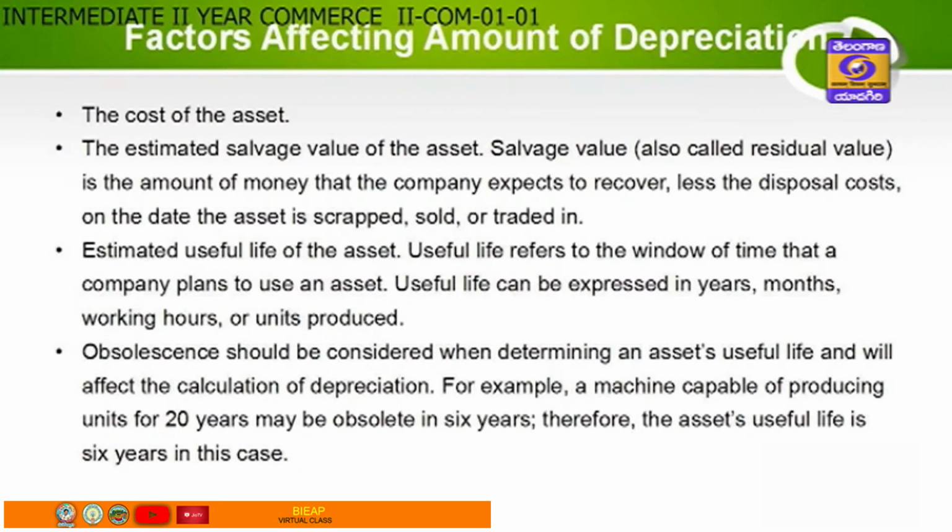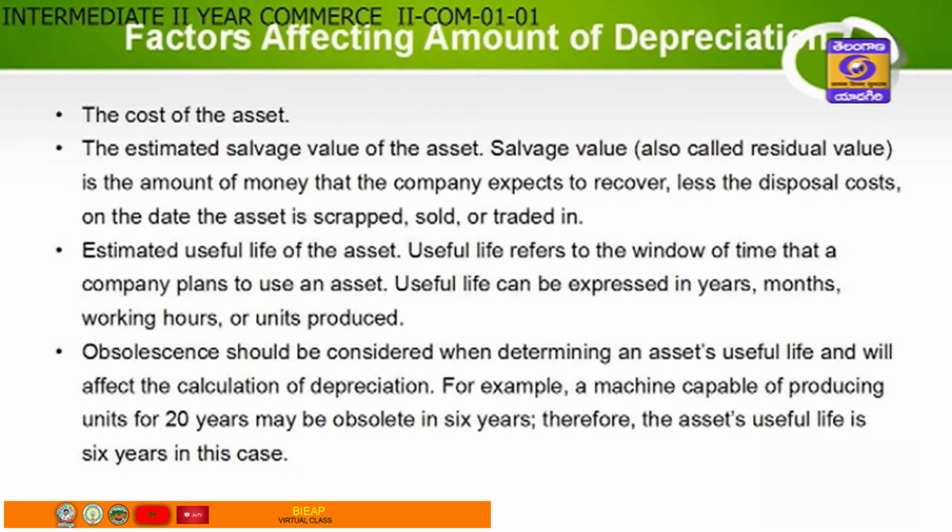The first one is the cost of the asset, or the purchasing value of the asset. The second one is the estimated scrap value. The other names for scrap value are residual value, paid up value, or surrender value. At the end of the life period, the asset may not have any value, and that is called scrap value, residual value, paid up value, or surrender value.